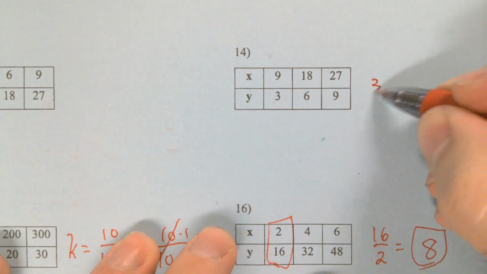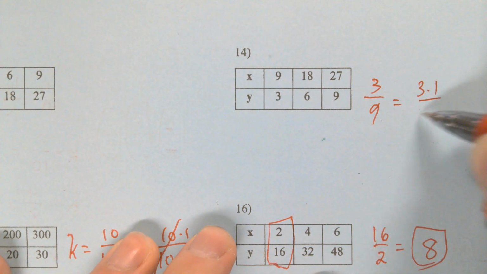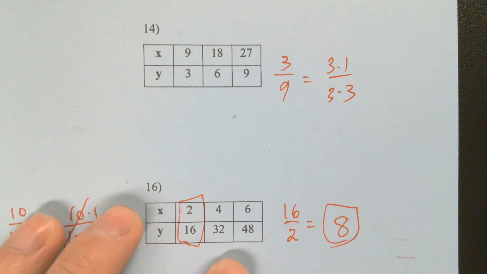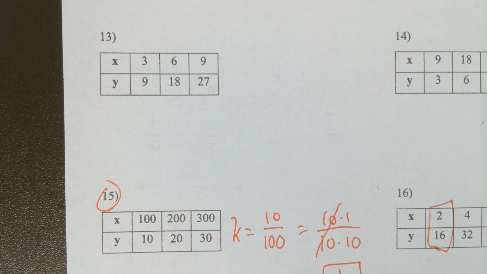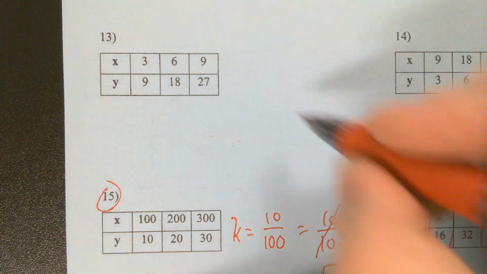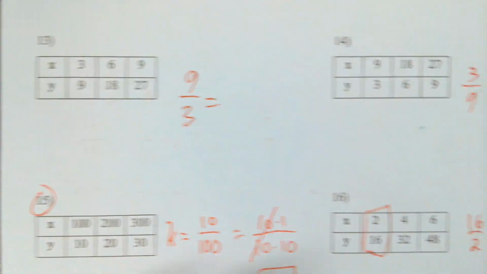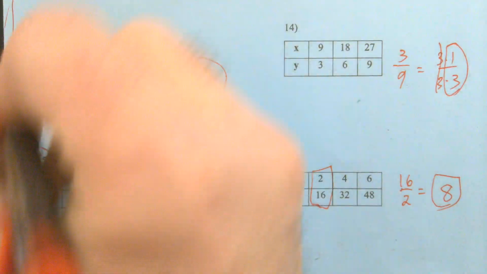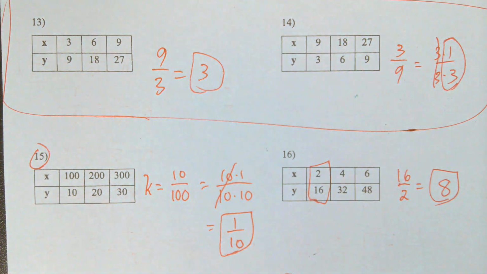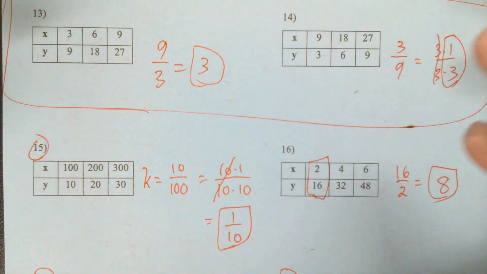14 would be 1/3. That's right. 3 over 9. We got 3 times 1 over 3 times 3. Cross out the 3's, and we're left with 1/3. But what would 13 be? Would that also be 1/3? No. What would it be here if we have 9 over 3? 3. So there's a good little comparison for you of when we're going to have a fraction versus when we're going to have a whole number. These are the same numbers here, but the x and the y's are flipped. So you see that 3 over 1 flips into 1 over 3, right?